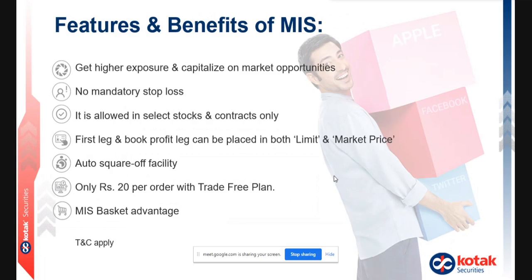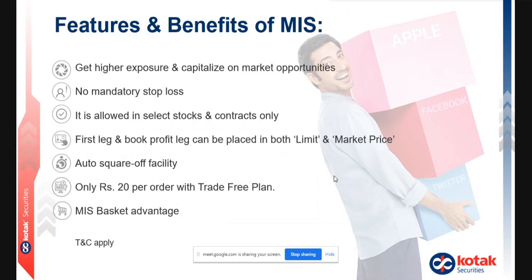Auto square off is definitely at 3:10 p.m.; it will get squared off. And one of the main advantages is only rupees 20 per order with the trade free plan. So if you have taken a trade free plan, you can make use of it by placing an order in MIS for just rupees 20 per order, and you can benefit from it.